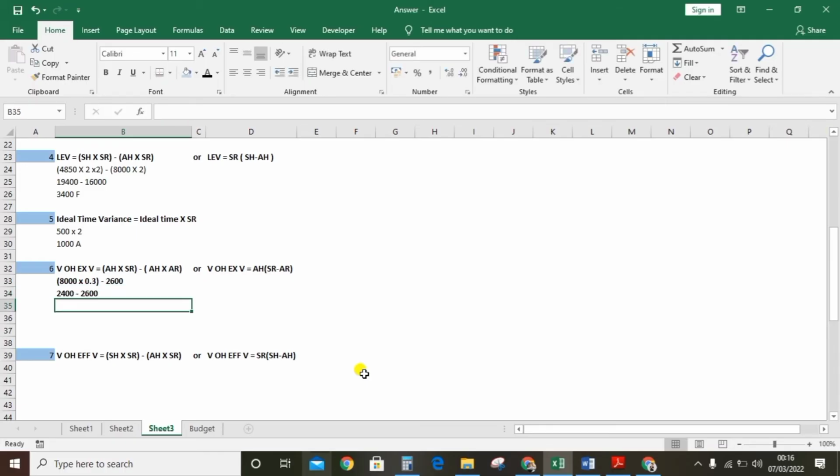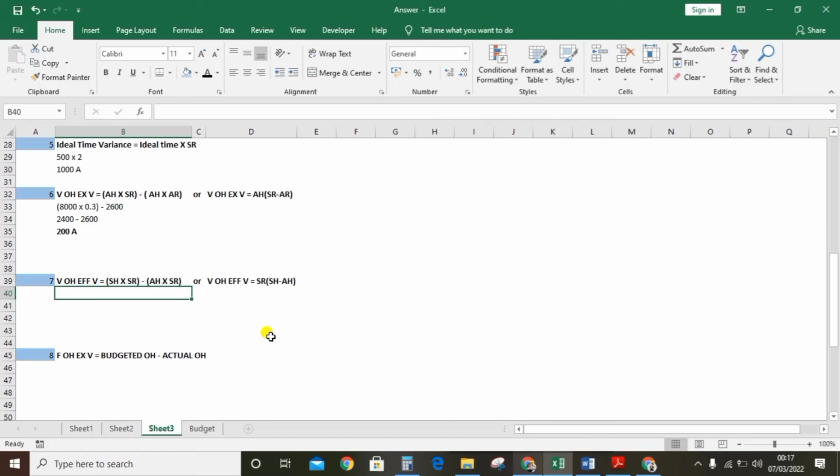2,400 minus 2,600. Here we compare the rate, so standard rate into actual rate. This side is the standard information, this side is the actual information. As per the standard we spent 2,400, but as per the actual information we spent 2,600. So there's a 200 adverse.